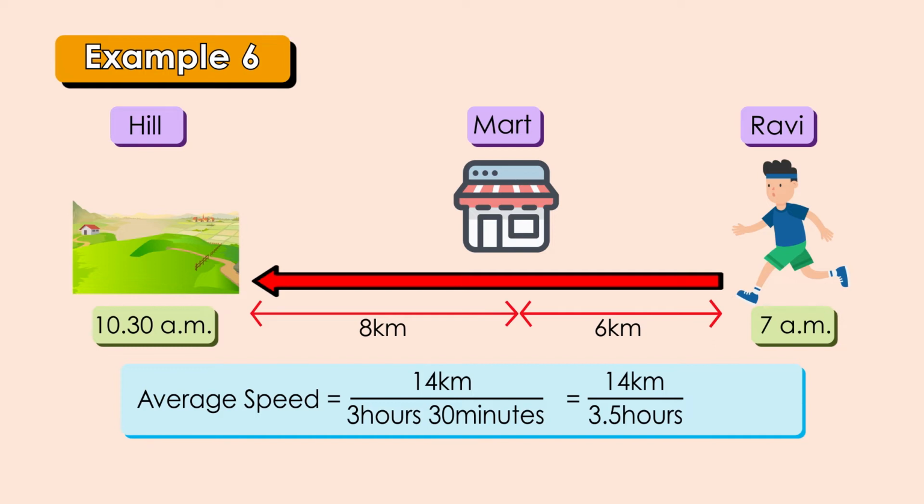Insert the given values into your calculator. What did you get? Well done, pupils. The answer is 4 kilometers per hour. You are doing great. km represents the distance in kilometers and h represents the hour.